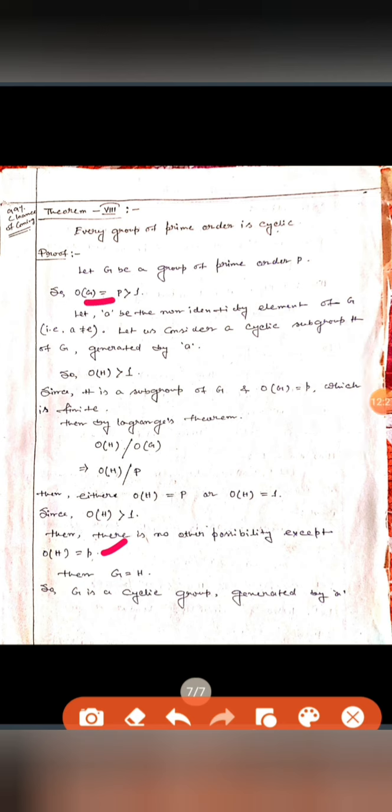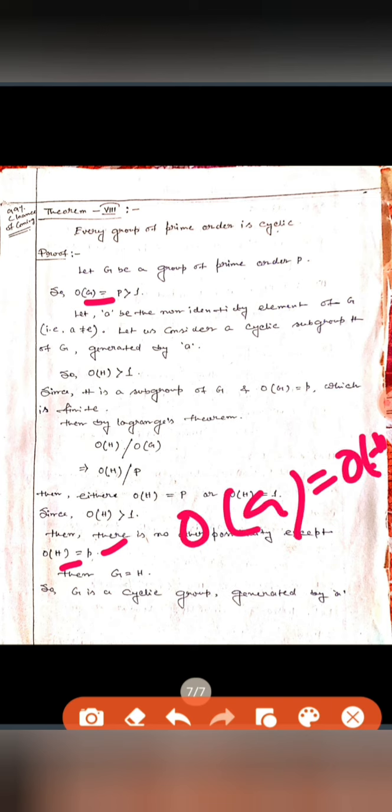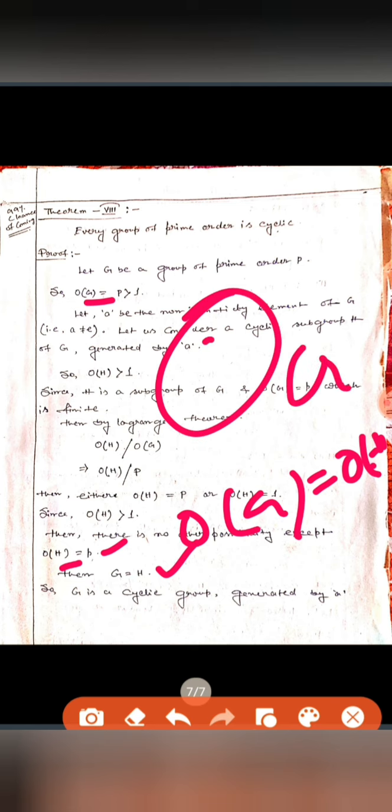So we already have the order of G equals P, and the order of H is also P. So the order of G equals the order of H. Okay, H is a subgroup of G, and if the order of G equals the order of H, this happens only when G is the cyclic group generated by A. This was already discussed at the time of cyclic groups.